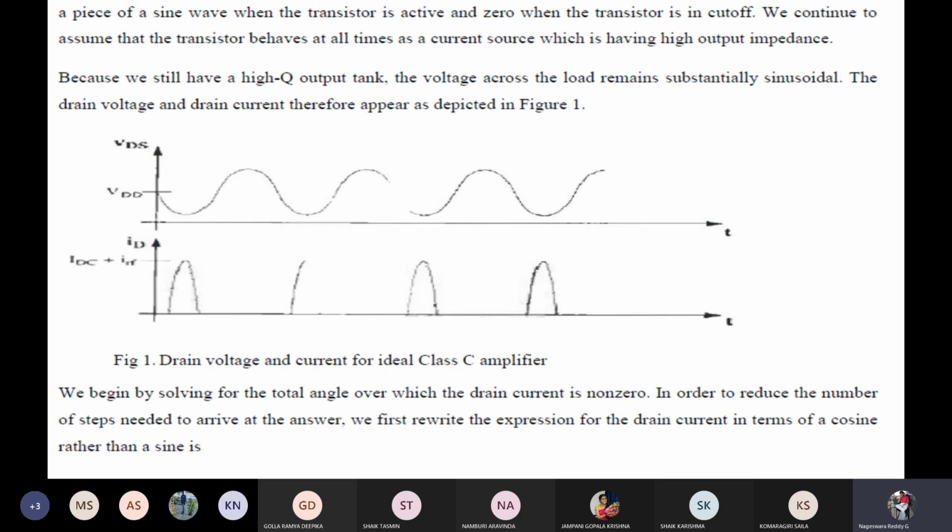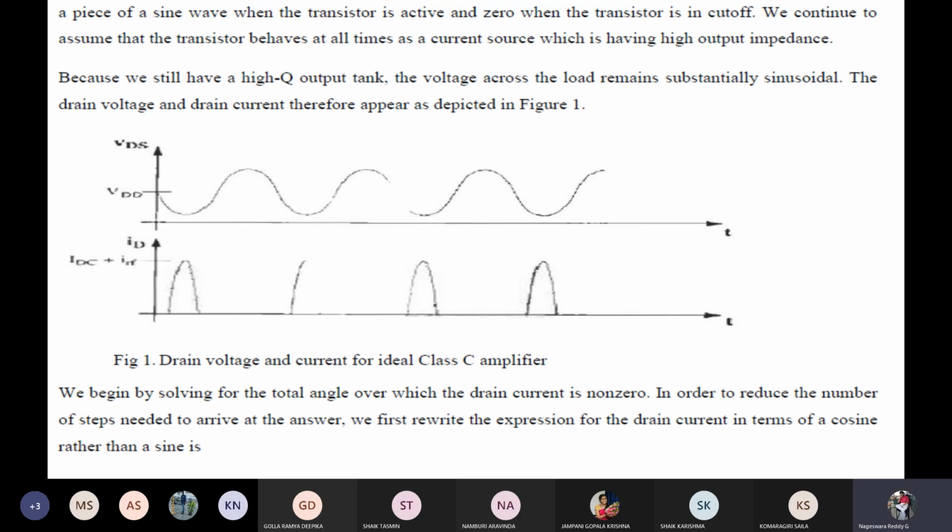So you can observe the graphs of drain voltage and the current of ideal class C amplifier. See, the conduction angle is less than 180 degrees. Look at ID, that is less than a half cycle, that is the output drain current.